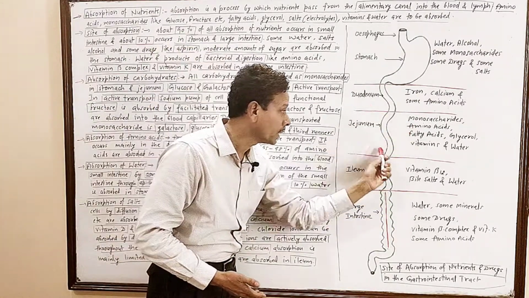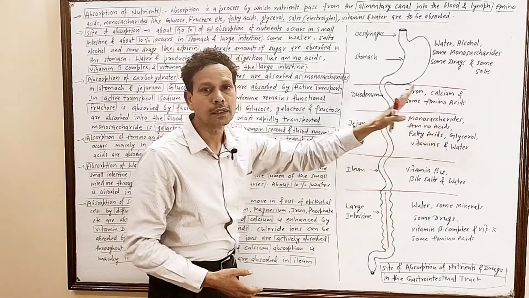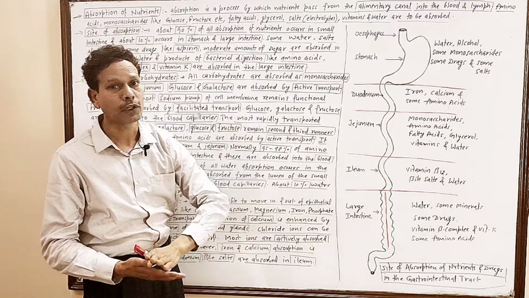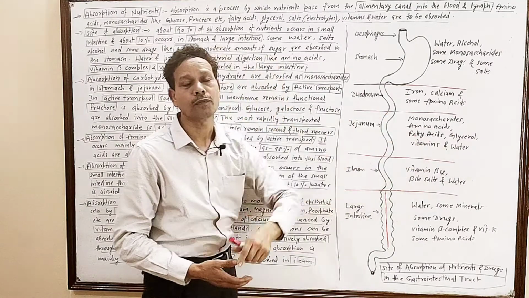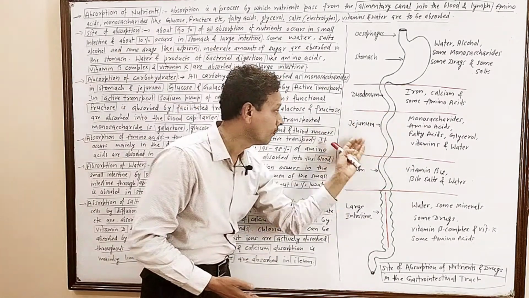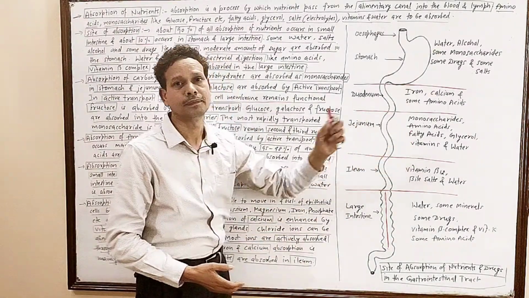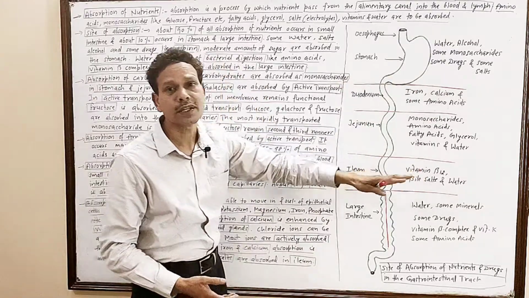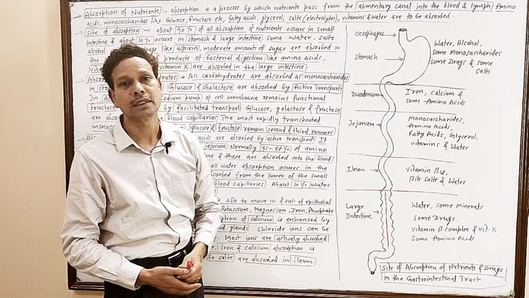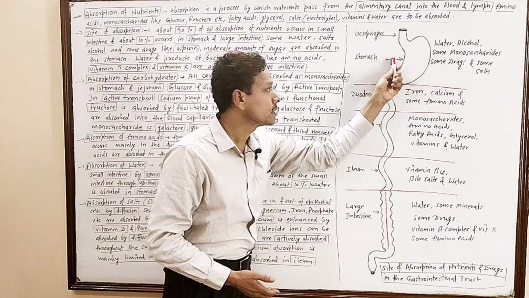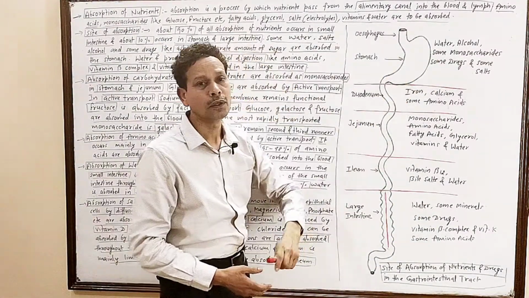In this small intestine, the main site of absorption of monosaccharides, glucose, galactose, fructose, amino acids, fatty acids, glycerol, vitamins and water is the jejunum. In the small intestine, about 90% of absorption occurs, and the remaining 10% occurs in the stomach and large intestine.